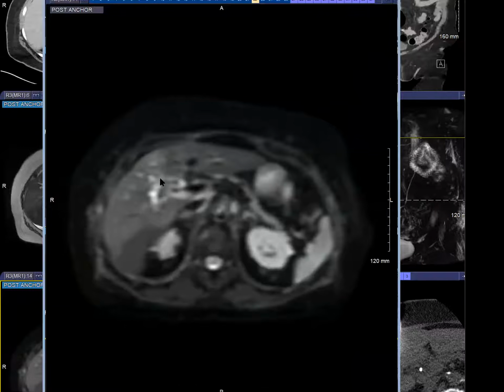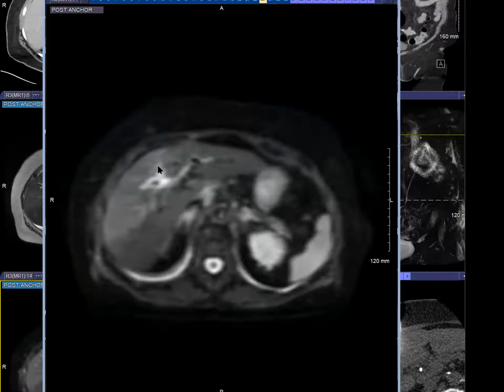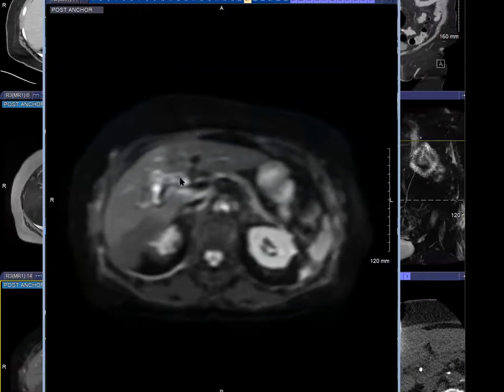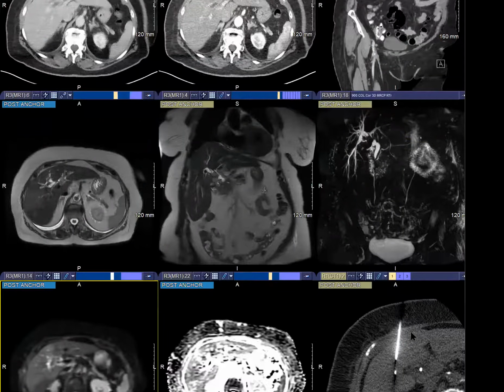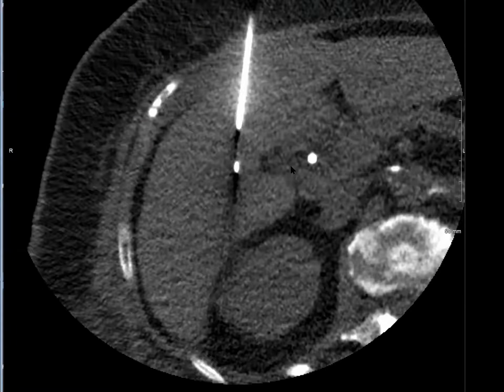So on the diffusion, there was restricted diffusion within a small area in the parenchyma adjacent to the ducts, and then within the duct itself. Because they were debating whether this was purely an HCC or a combined HCC-cholangiocarcinoma, we did a percutaneous biopsy of the parenchymal component as well. And actually, both were matching, both came back as moderately differentiated HCC.